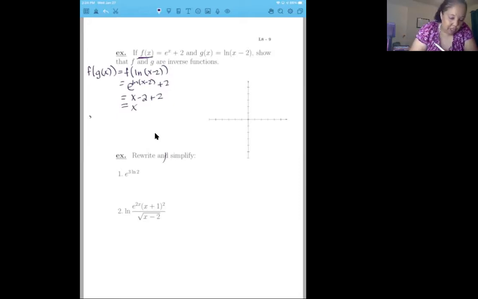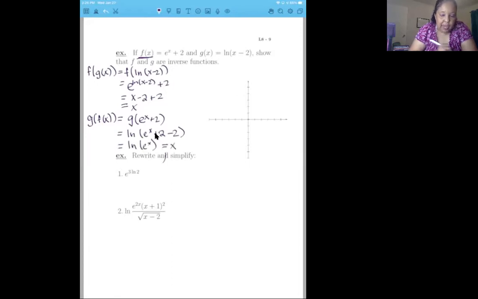So that's good. Now we want to compose g with f, and that needs to equal x as well. So g of f of x. So I'm going to take f, which is e to the x plus 2, and plug it into g. So I have natural log of e to the x plus 2 minus 2. 2 minus 2 gives me just 0, so I get natural log of e to the x. And we just said that natural log of e to the x is equal to x. All right, so I know they're inverses of each other because when I compose them both ways, I got x out. Now, let's go ahead and graph them.